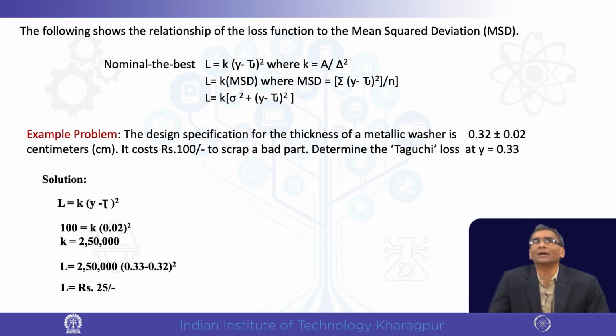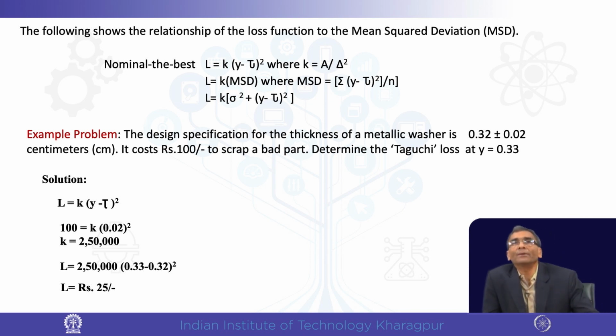Say, for example, without going into much of the theory, a metallic washer which is 0.32 plus or minus 0.02 centimeter. Now, if the scrap cost is 100 rupees, what would be the cost when y is equal to 0.33? You will find the formula given here: deviation means a cost. So, this is how we go ahead with this.